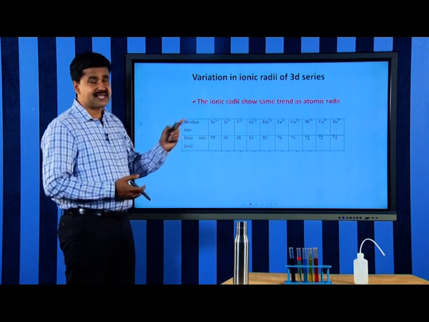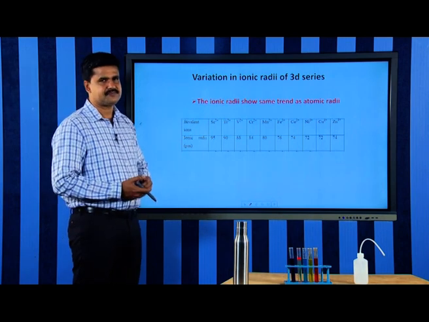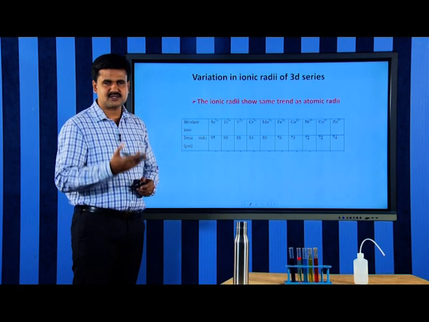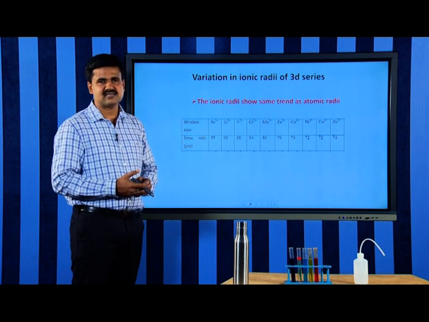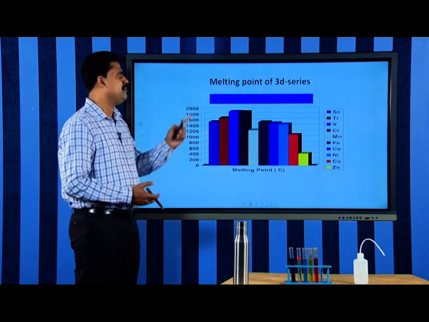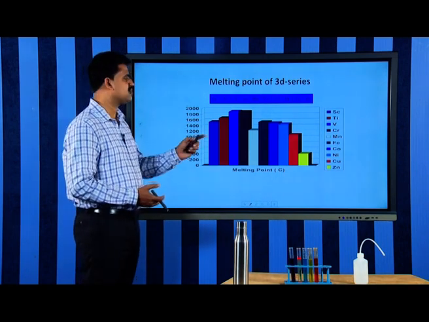Variation in ionic radii of 3D series. With respect to the divalent cation, the variation in the ionic radii is shown here. The ionic radii shows a gradual decrease from left to right across the period. This decrease is connected to increase in nuclear charge from left to right across a period. Melting point variation is shown here.